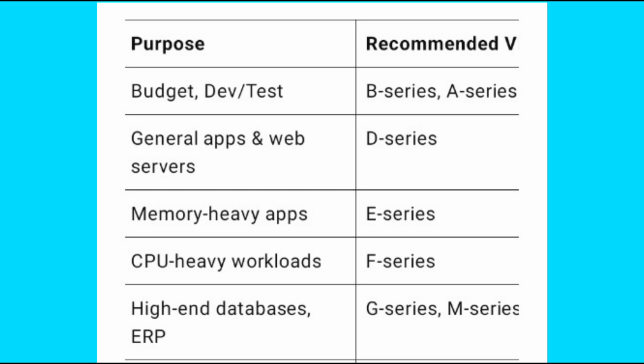In conclusion, we'll see how to choose the right Azure VM. As you can see in the table, the purpose and recommended virtual machine. If your purpose is budget and you want to use it for development and test, you can go for the B series and A series. For general applications and web services, go for D series. For memory heavy applications, go with E series virtual machines. For CPU heavy workloads, go for the F series family. And for high-end databases and ERP, go for G series and M series.